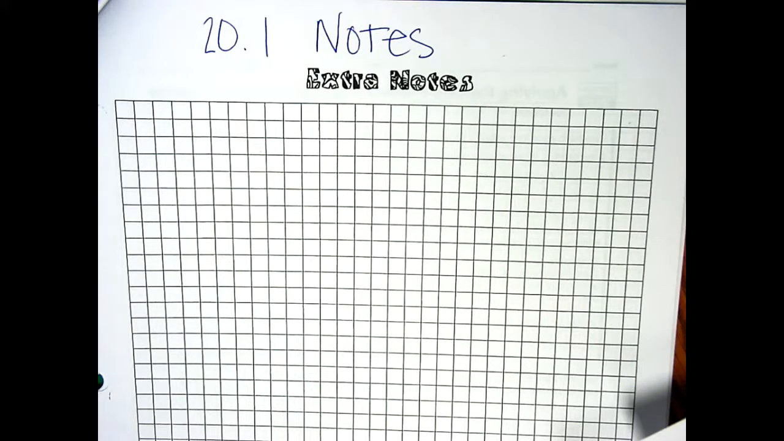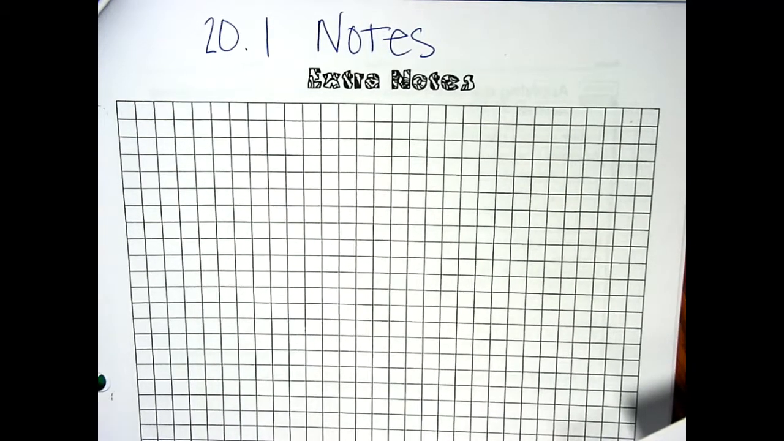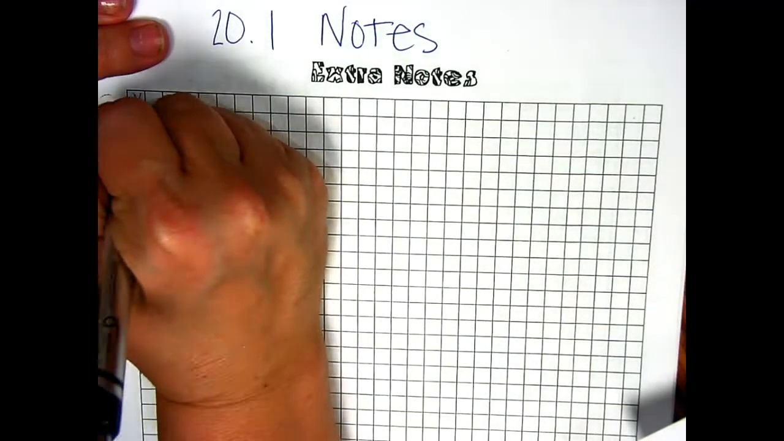Good afternoon, guys. These are your notes for 20.1, connecting intercepts and zeros. So the first thing we need to talk about are the zeros of a function.